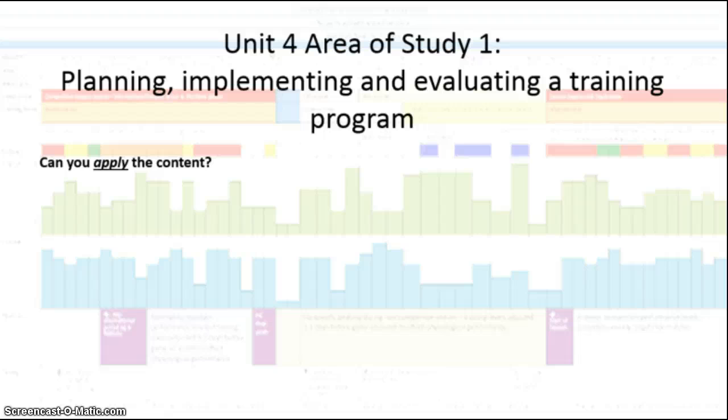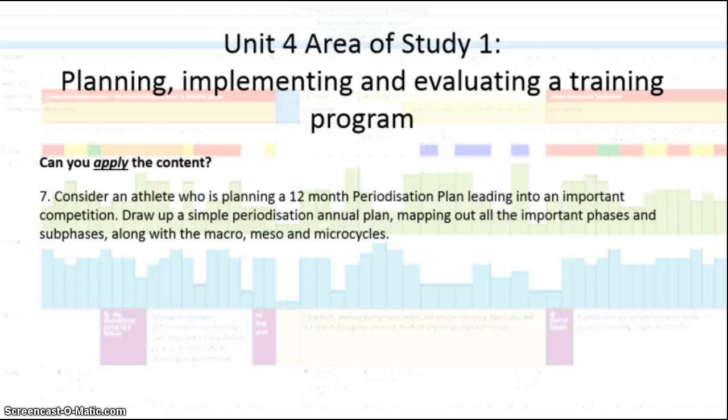Can you now apply the content? Question 7. Consider an athlete who is planning a 12-month periodization plan leading into an important competition. Draw up a simple periodization annual plan mapping out all of the important phases and subphases, along with the macro, meso, and microcycles.